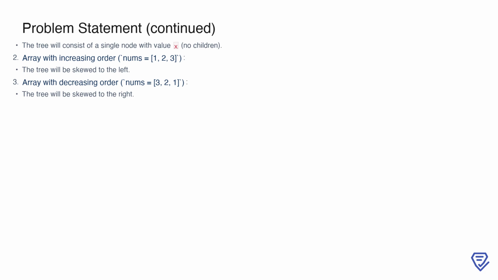Conversely, for an array in strictly decreasing order, such as nums equals [3, 2, 1], the tree will be skewed to the right, with each node having only a right child. These edge cases highlight how the structure of the tree depends on the arrangement of values in the input array.